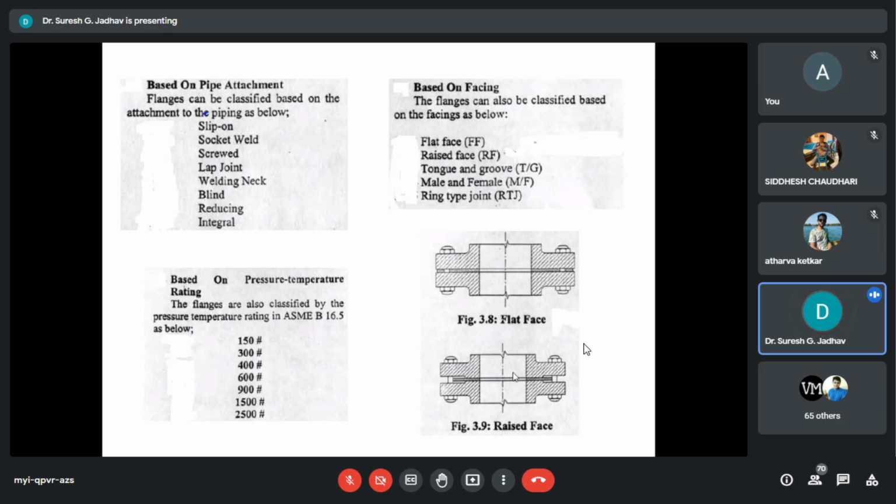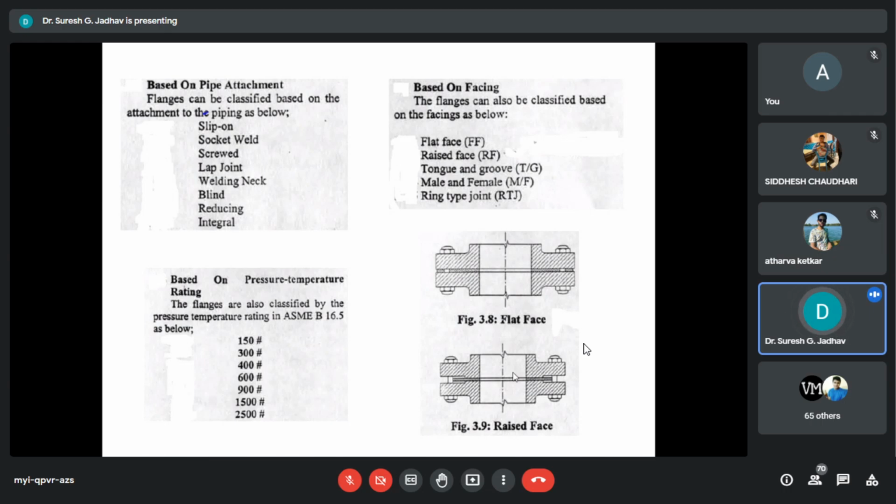Next flange is socket weld. Socket weld flanges are welded only on one side and are not recommended for severe services or critical services. These are used for small bore lines only, having small diameter of pipelines. And we can use socket weld flanges.